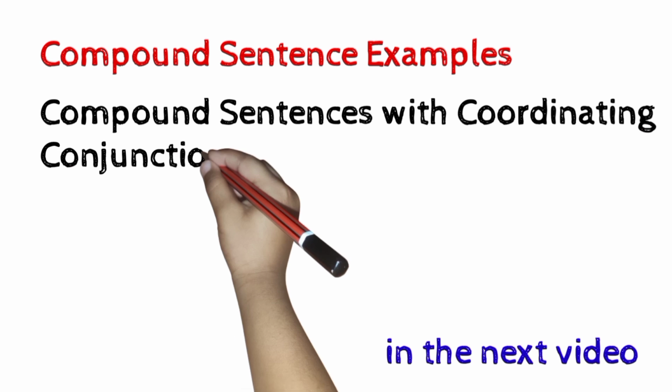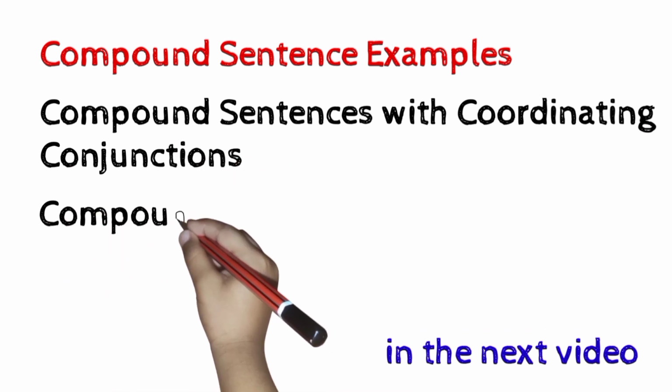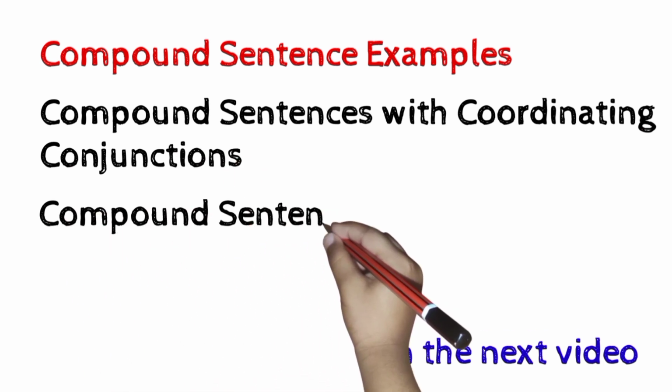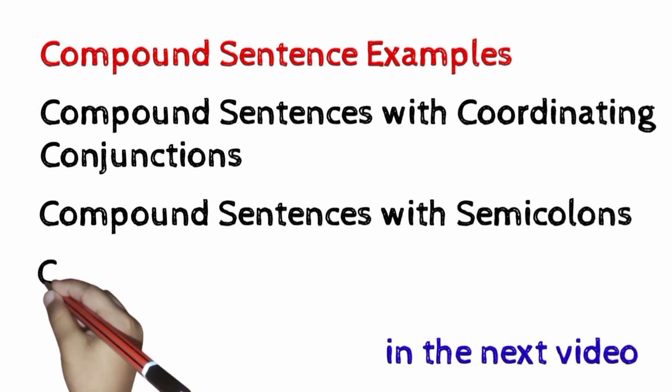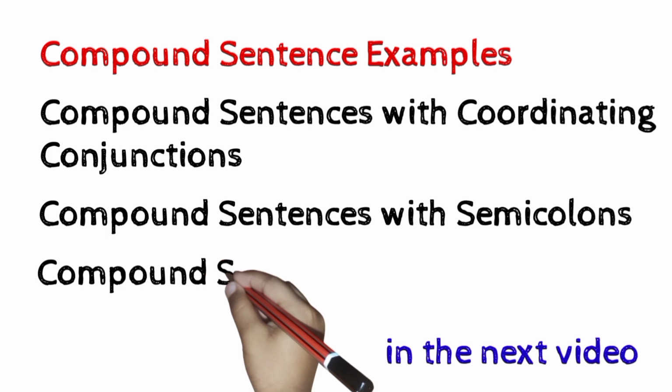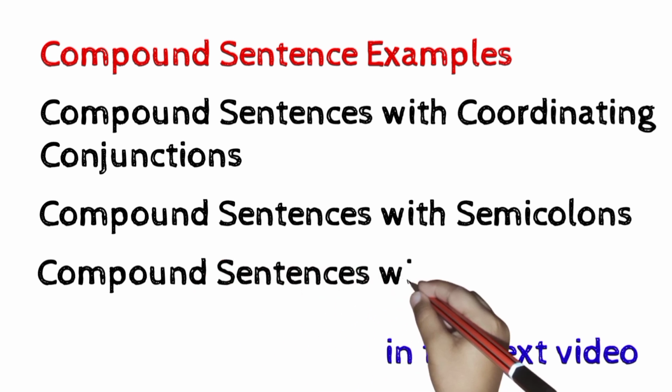A few examples on compound sentences with coordinating conjunctions, with conjunctive adverbs, and of course the usage of semicolon and comma, we will be seeing in our next video with a lot of illustrations, friends.